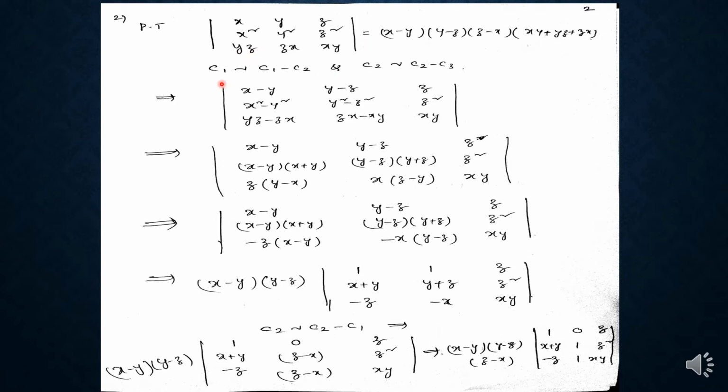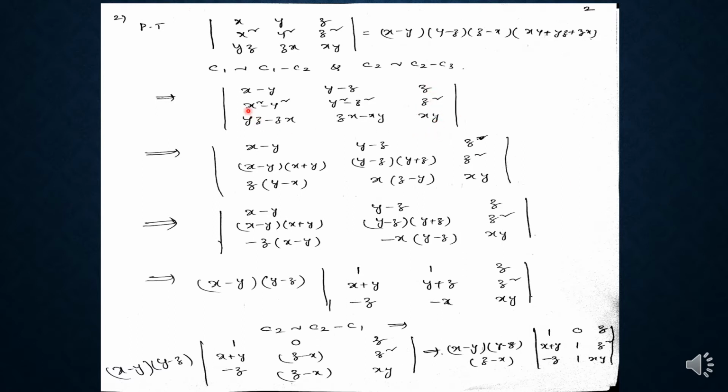So after taking the given determinant, we did these two operations: C1 changes to C1 − C2 and C2 changes to C2 − C3. So C1 changes to C1 − C2 means x − y, x² − y², yz − zx. Now C2 changes to C2 − C3, that is y − z, y² − z², zx − xy. Now the third column is z², xy.